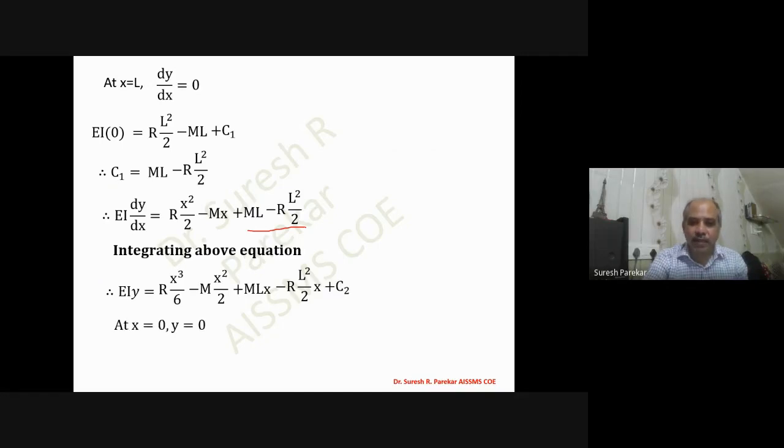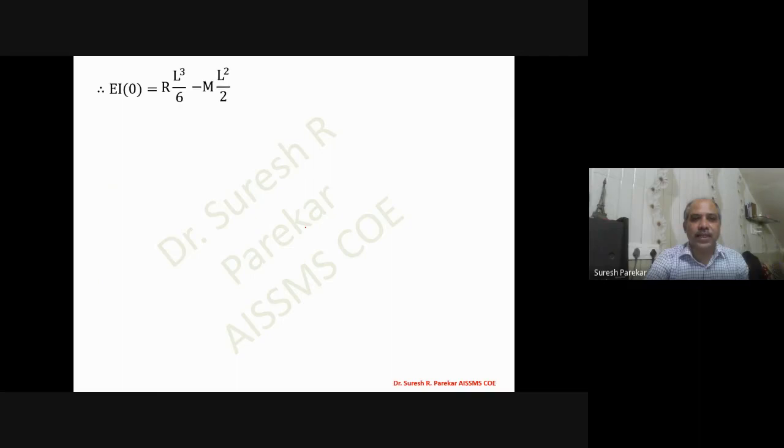Now we are going to use boundary conditions again. At x equal to 0, the value of y is 0. All terms on the right hand side have x except C2, and therefore all those terms become 0 because x is 0, and I will get C2 equal to 0. Now we have another boundary condition where x equal to L. There also the value of y is 0, because at x equal to 0 we have a simple support, and at x equal to L we have a fixed support. Then we will substitute this value in this equation, and that gives me the relationship between R and M.